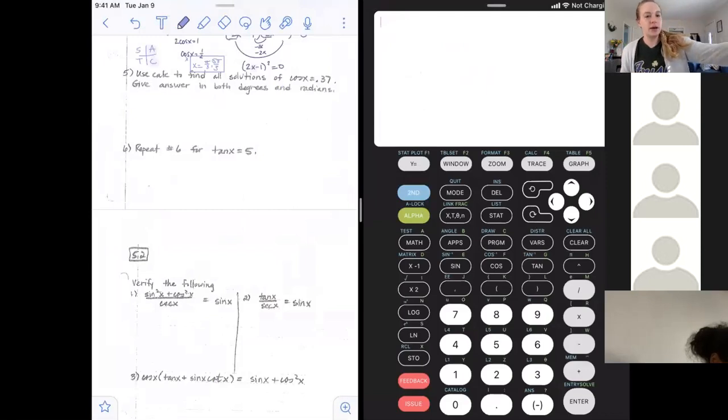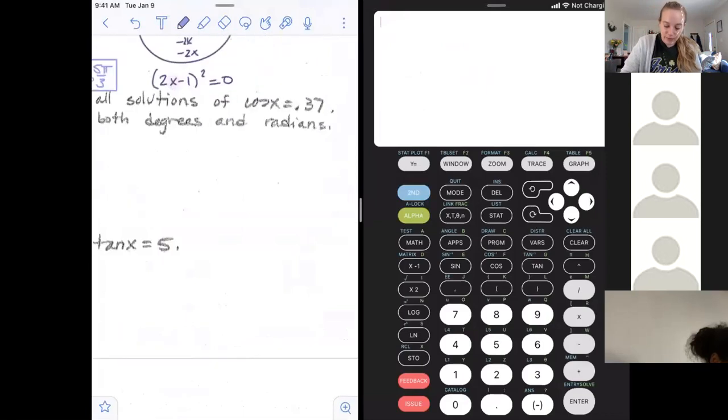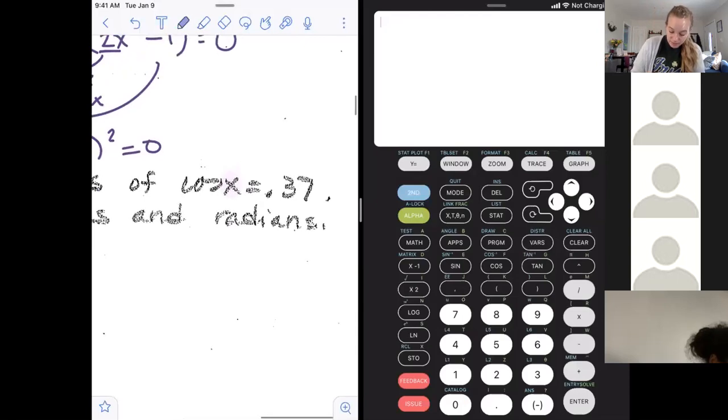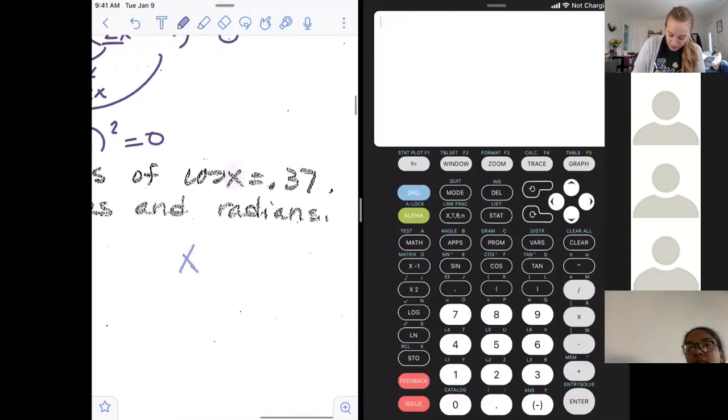Five and 6 say use the calculator to find all solutions of cosine of something. Give the answers in both degrees and radians. So number 5 says we want to find all of my answers for cosine x equals 0.37. Remember, and this is actually a helpful reminder for your test tomorrow, anytime I want to do cosine x and I don't know my angle, we have to do second cosine. So I have to do x equals cosine to the negative first 0.37.